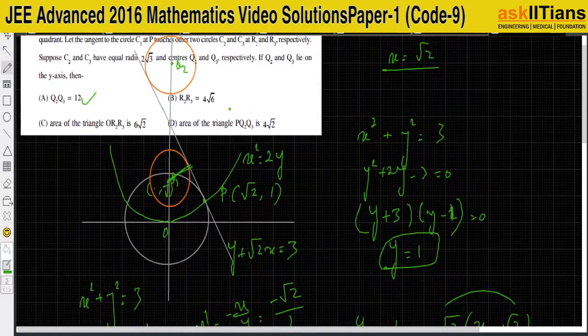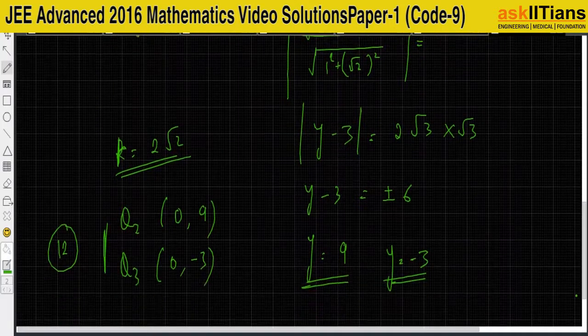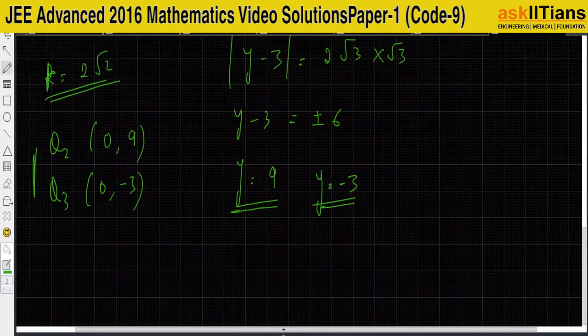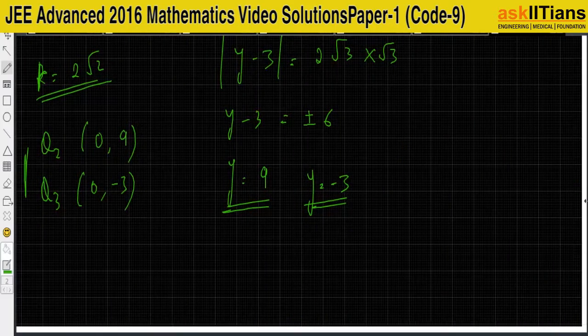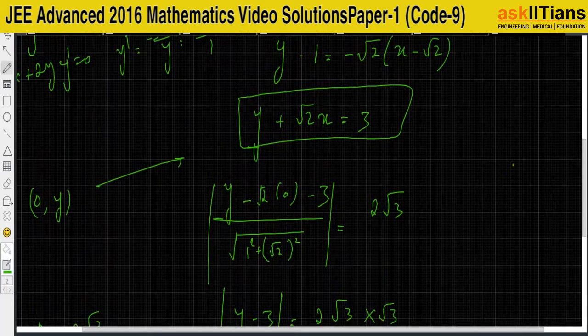R2 R3. R2 and R3 are the points of contact, right? If this is Q2 and this is Q3, this point of contact is R2 and the other is R3. So we need to find out the points of contact as well. Basically we need to find the foot of perpendiculars, and you know the formula for the foot of perpendicular. So from these 2 points we find the foot of perpendiculars. What is the tangent? The tangent is y minus root 2 x minus 3 equal to 0.